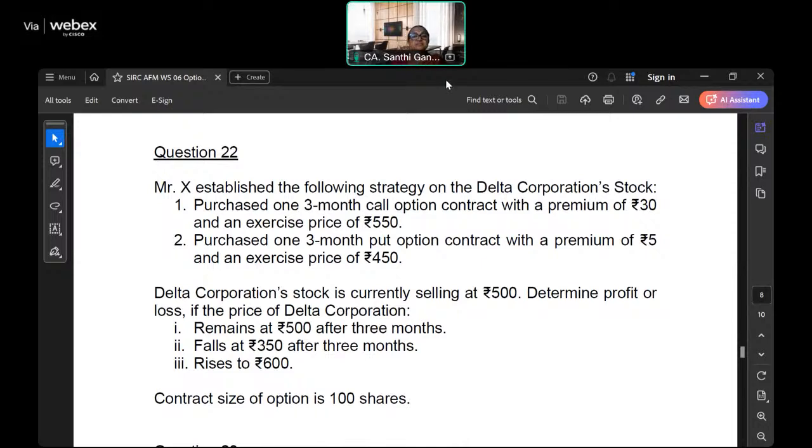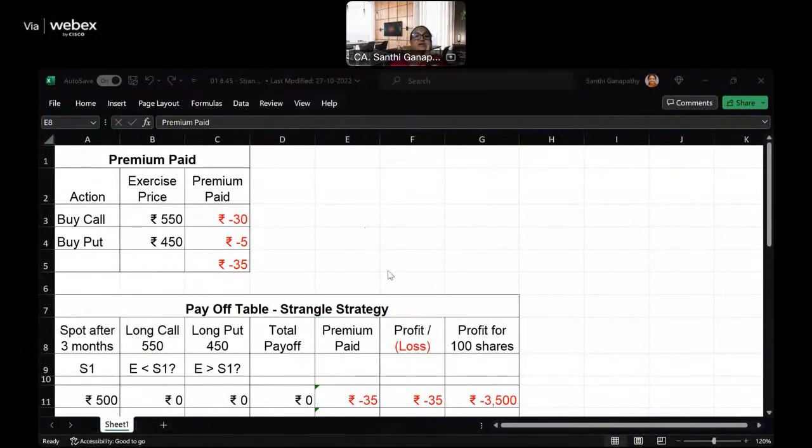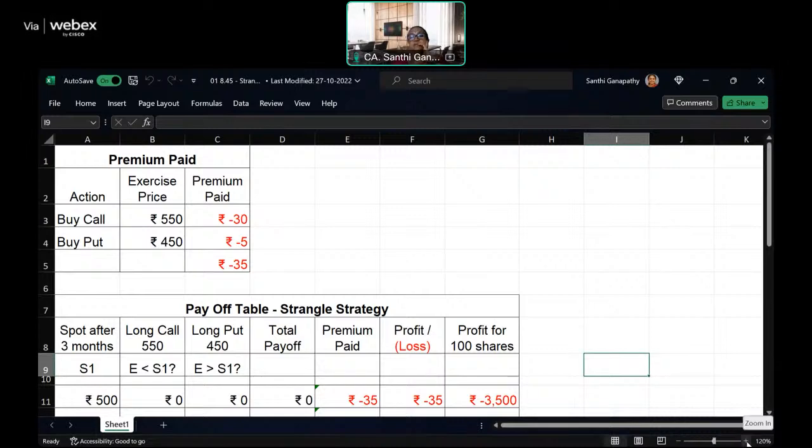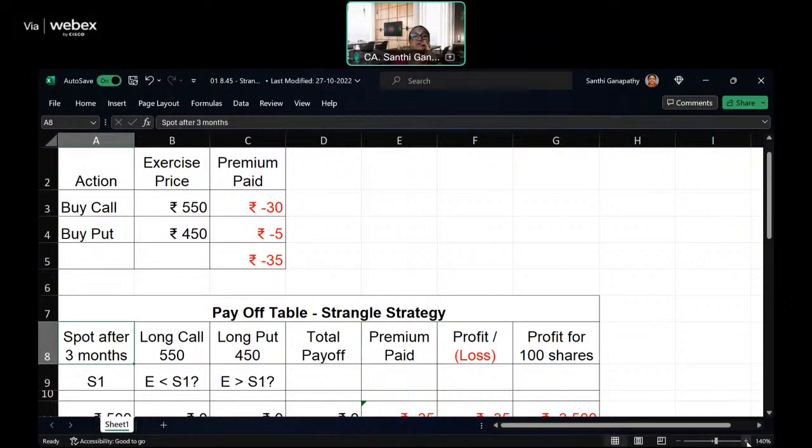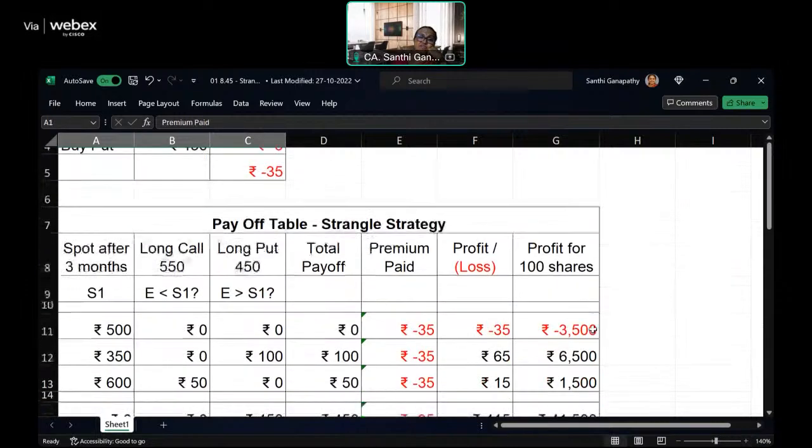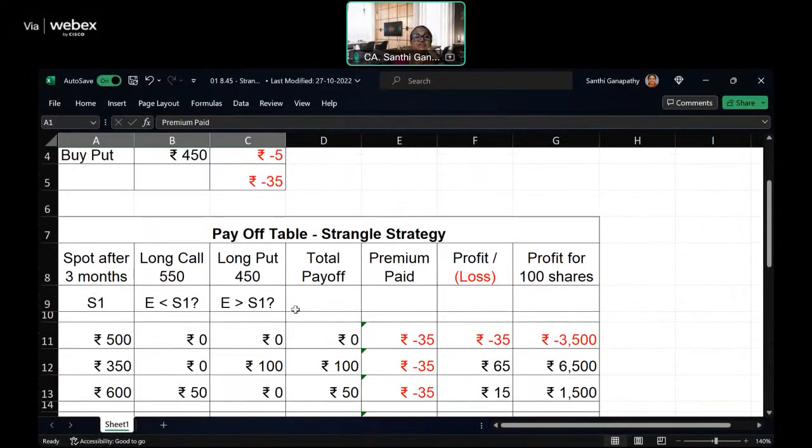Now, what do we find? The strategy is to buy a call at exercise price 550, buy a put at exercise price 450. The premium is given, 30 and 5. In both, you are the holder. Therefore, the net premium paid would be the total of both, 35. Now, three possible scenarios were given. After 3 months, it remains at 500, drops to 350, rises to 600. Long call I have. Now, the exercise price is 550.